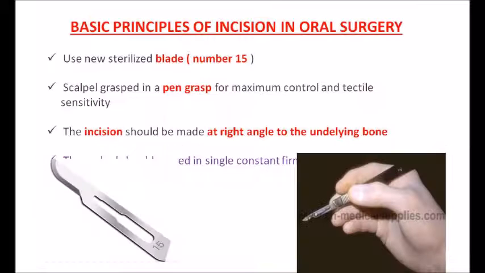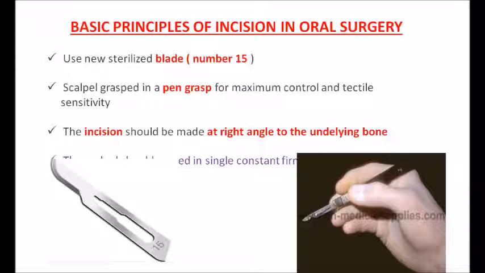To know all the details about flap designs and the incisions, before that we have to know the basic principles of an incision in oral surgery. What are all the principles behind incision placement that we have to know? First one is to use a new sterilized blade. Okay, that is mainly a number 15 blade. You can see in the picture, that is a number 15 blade.